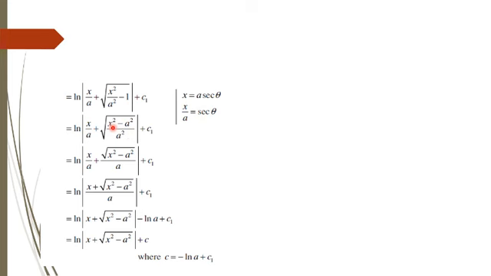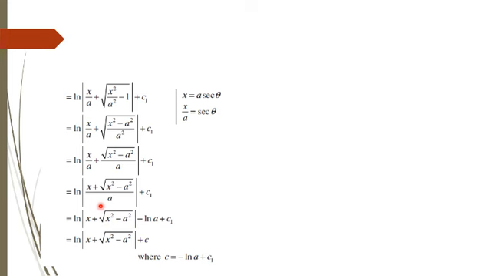Applying the square root on the denominator as well as the numerator, we have square root of x square minus a square over a, and this square cancels with the square root. We have only a. Now a and a are the same, then this can be written as x plus square root of x square minus a square over a. Again taking the natural log, this natural log of x plus square root of x square minus a square over a can be written as natural log of x plus square root of x square minus a square minus natural log of a.